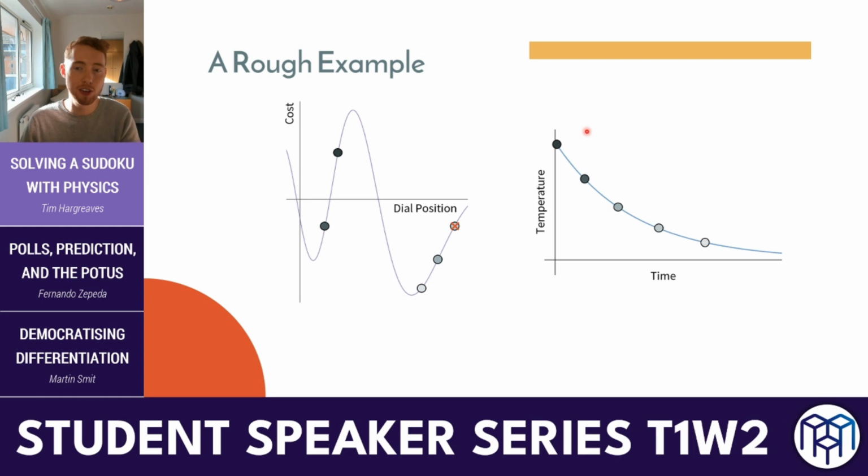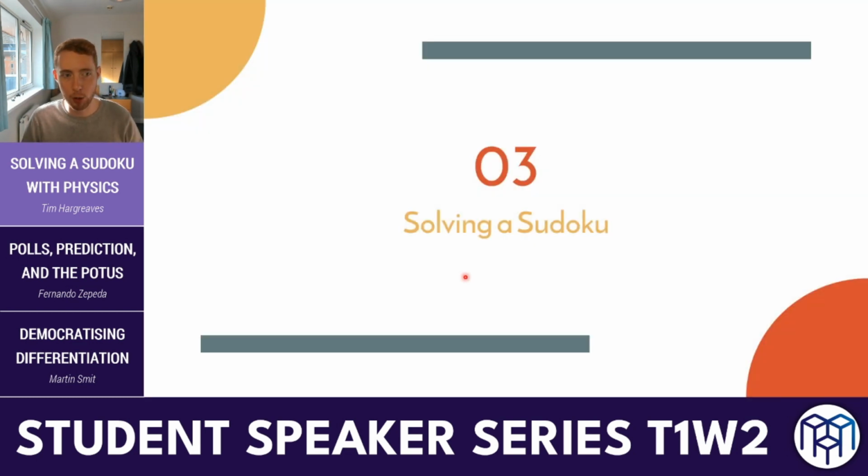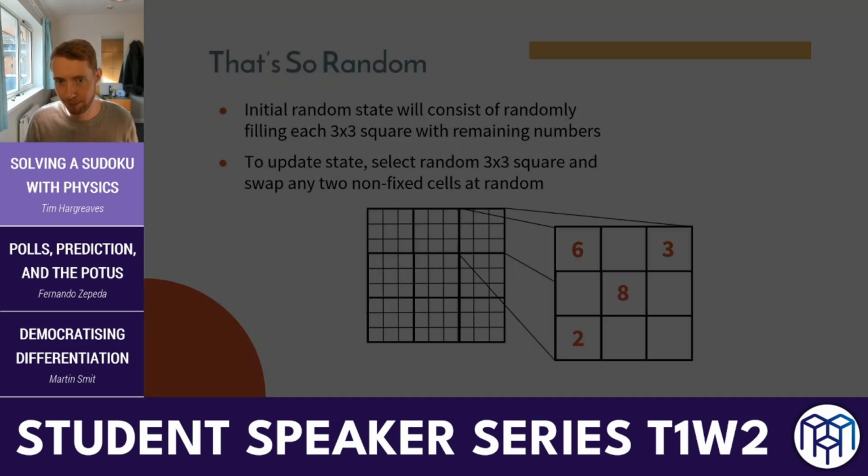But because the temperature was still high, we were allowed to move around and jump around as we were getting started. And then as we cool, we start to approach this global optimum solution. So that's a general idea. A bit hand wavy, it's not exactly what's happening, but it's a good intuition. Okay, so how can we take that and apply it to a Sudoku problem?